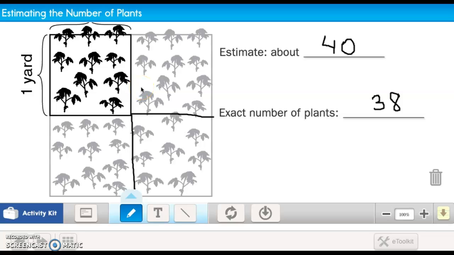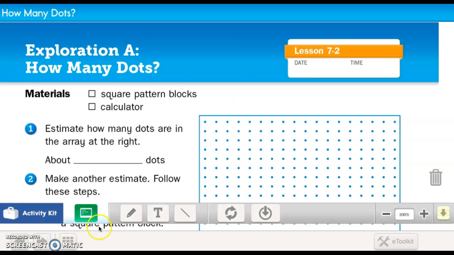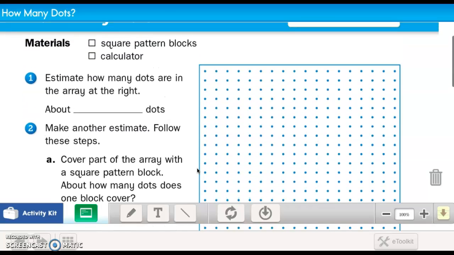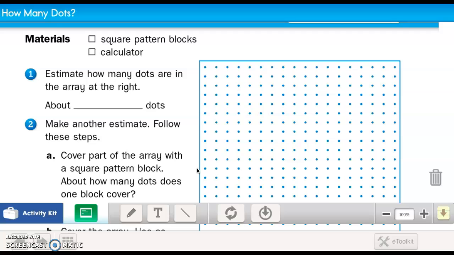Now we're going to practice that on the next slide, which, like I said, on Everyday Math is slide 2, or your math journal page 222. So on this page, they're going to be asking you, how many dots? Oh my goodness, look at all those dots. It would take us forever to sit there and count all those dots. So they want us to estimate.